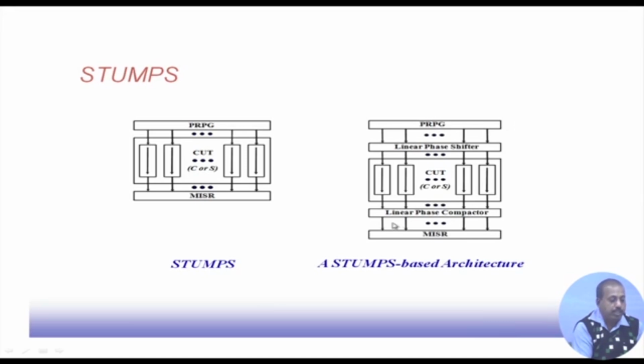Similarly, at the response side as well, we have got a linear phase compactor. So, what this linear phase compactor does is that it combines some of the outputs, and then it is fed to the MISR for signature analysis. So, this MISR may be of smaller length, and this linear phase compactor combines a number of outputs into one of them. So, that way, a larger number of inputs may be coming to this phase compactor, and the output will be much less than that, and that will be put into the MISR.